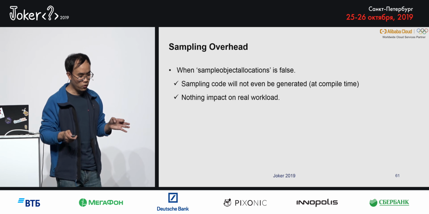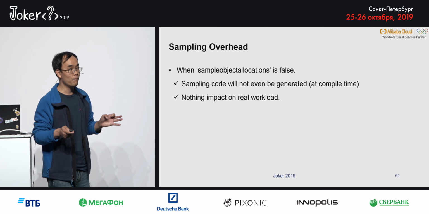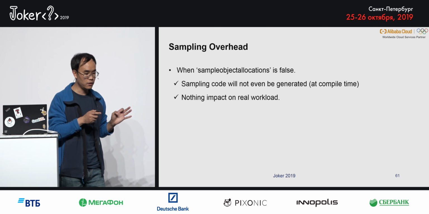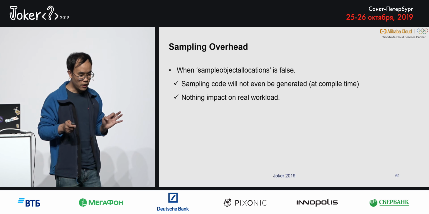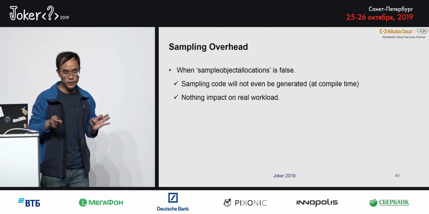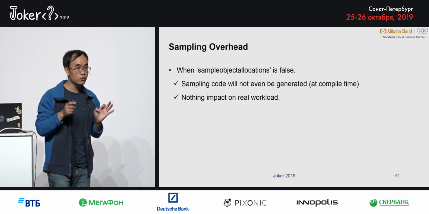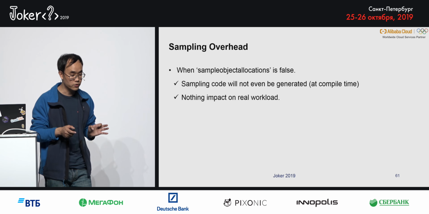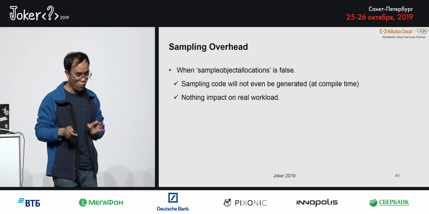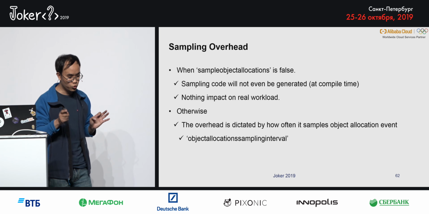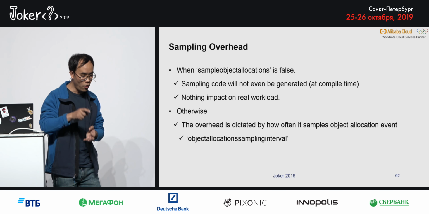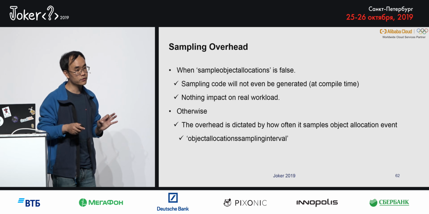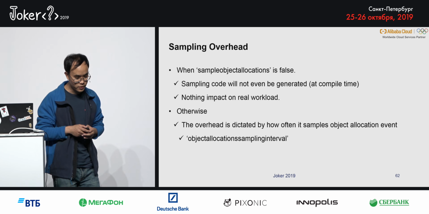So this is sample overhead. Maybe you are wondering what's the impact introduced by our solution. The first observation is if the flag allocation is false, actually the sampling code is not even generated by the C2 compiler at compile time. So nothing impacts your real workload. But if the flag is true, and you set a very low sampling interval, then maybe you will suffer from higher performance overhead.